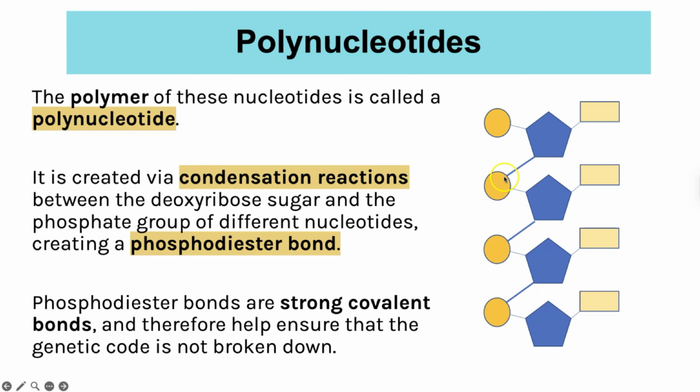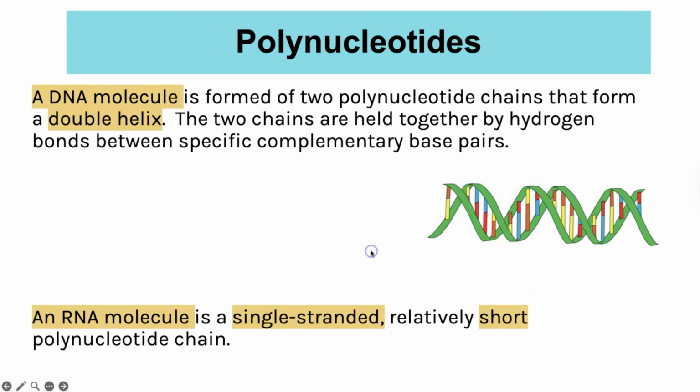And this is a very strong covalent bond, which is important because we do not want this polynucleotide to break down, because the sequence of these bases is what is going to code for the sequence of amino acids when we come to creating proteins.